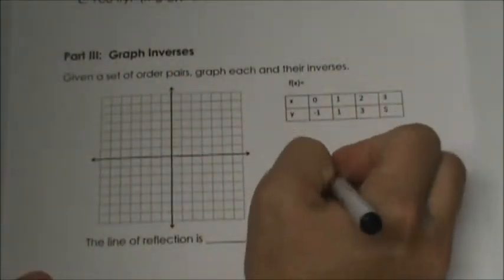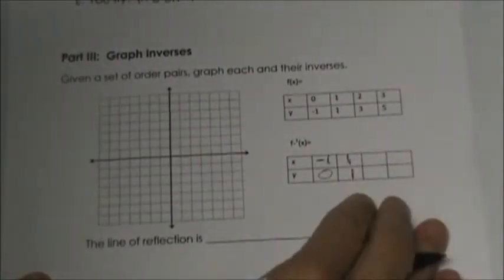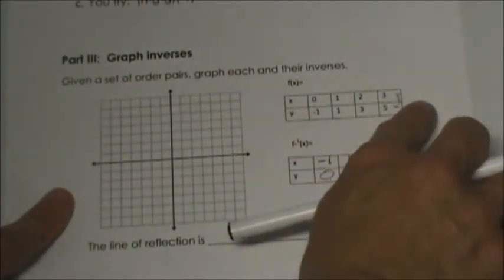So I'm going to make this negative 1 and this 0. Well, 1 and 1 are switching, but they're still the same value. I'm going to switch the 3 and the 2, so 3 and 2, and then I'm going to switch these, and that's going to be 5 and 3. Okay, so all I've done is switch my ordered pairs. Now let's plot our two different functions. Let's start with this first one.